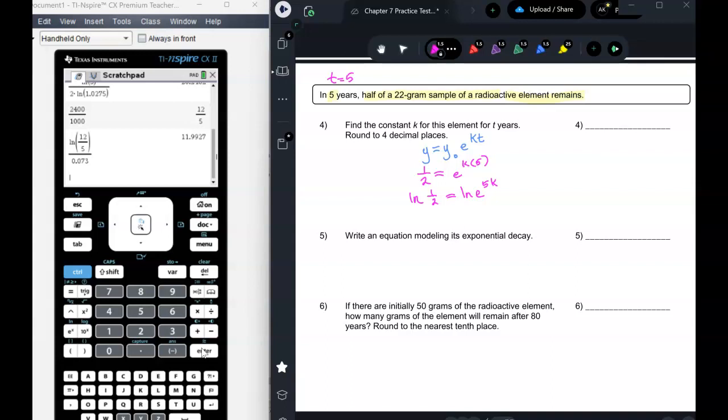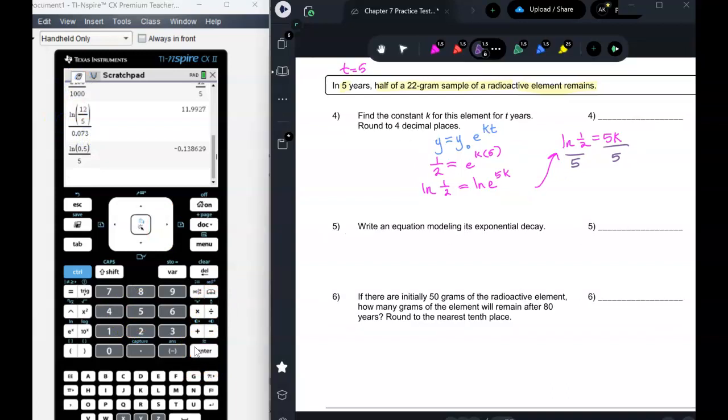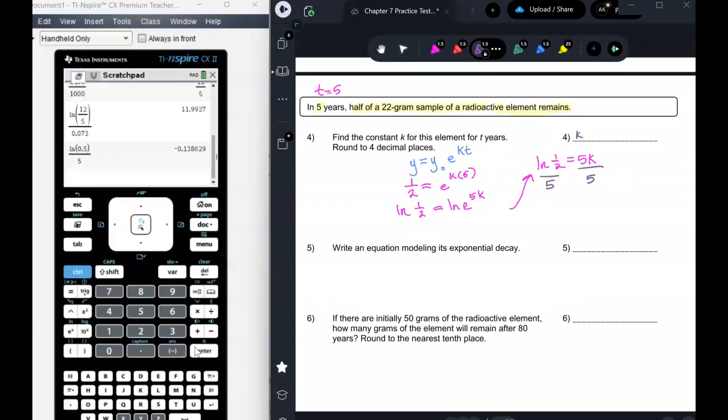Okay, all right, so now what? So what happens with the natural log and the e? They cancel out. So I get 5k. We're going to divide both sides by 5. So we're going to have natural log of 1/2 divided by 5. Oh no, negative number. That's okay because it's decaying, so it makes sense that you get a negative number. Okay, we're going to go to 4 decimal places. So k equals negative 0.1386.